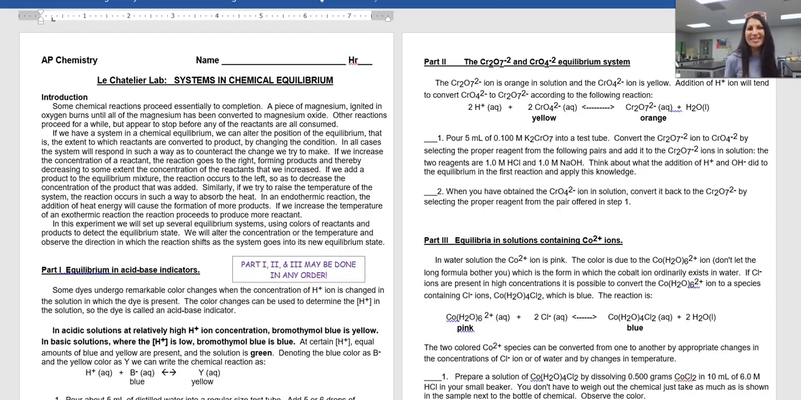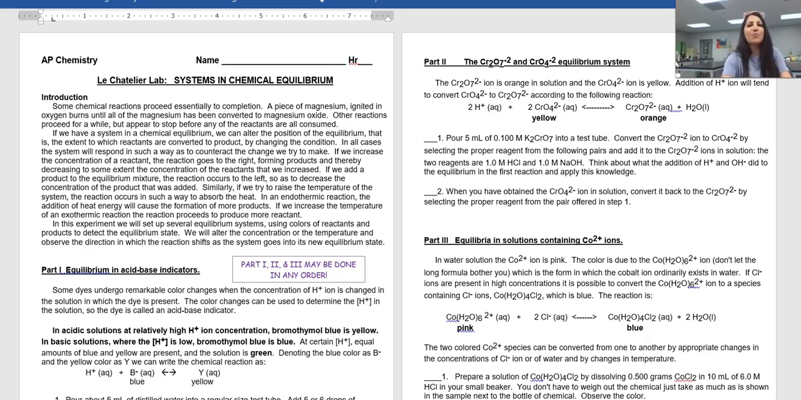We are doing the Le Chatelier lab today. This is systems in chemical equilibrium. What I'm going to do first is run through a little bit of the lab with you, a little bit of the introduction, what's going on, and then tell you about what your tasks are. Then we'll go right into part 1, part 2, and part 3, and then you'll end up filling out your lab sheet on your own.